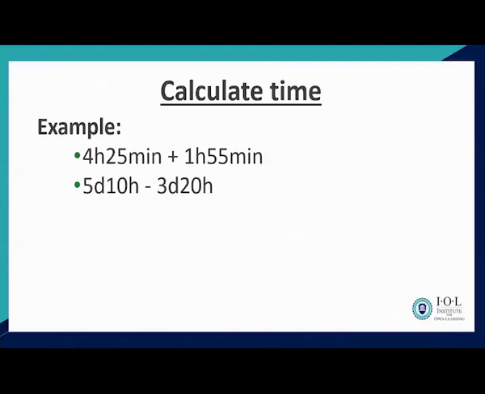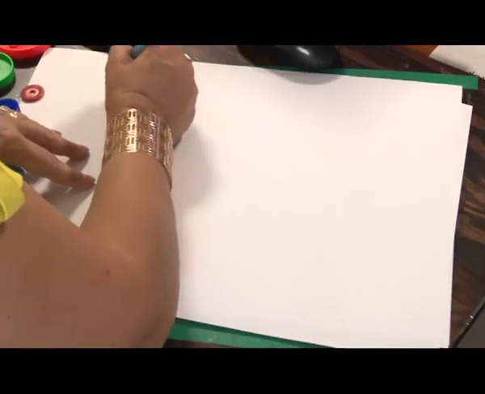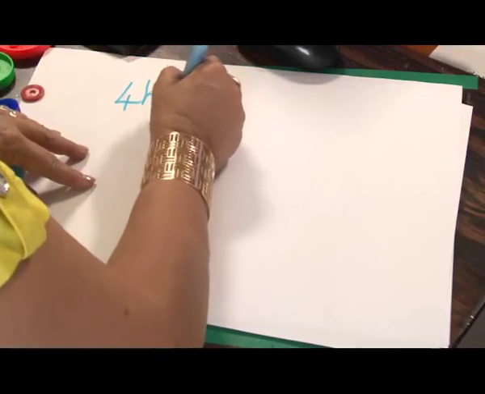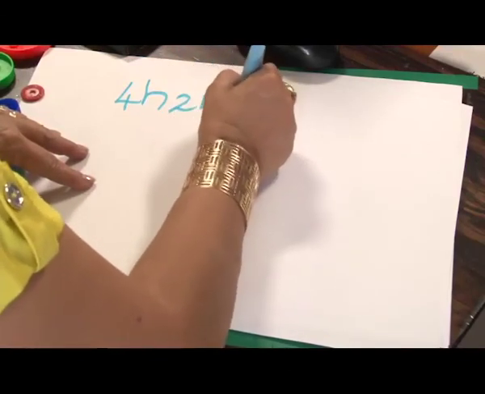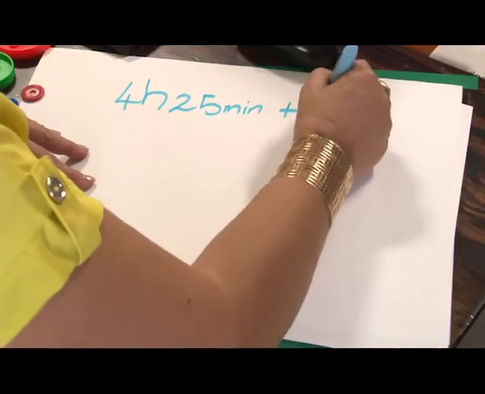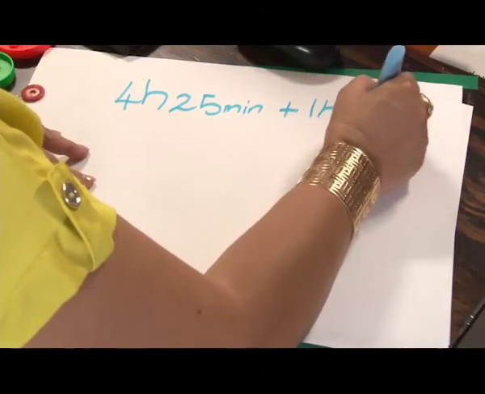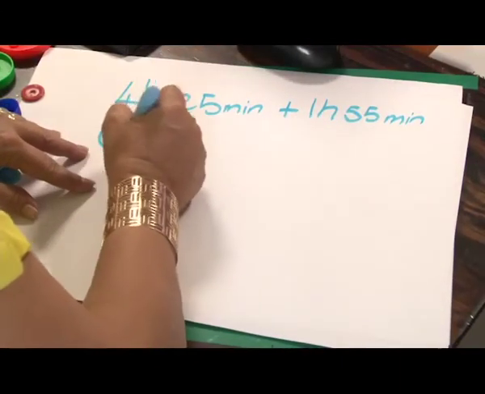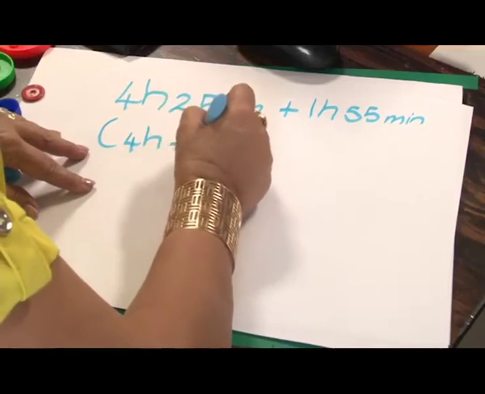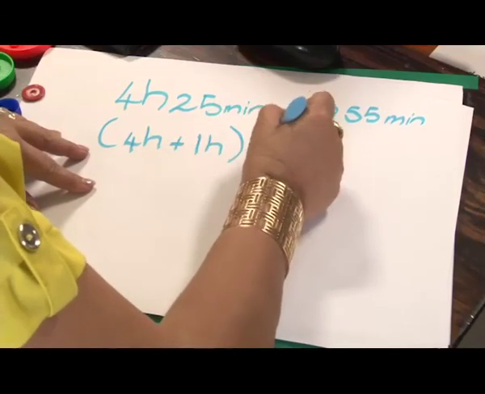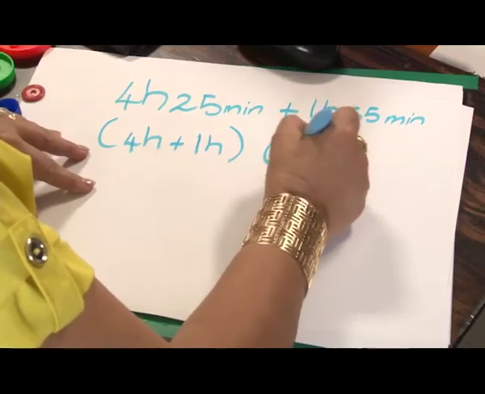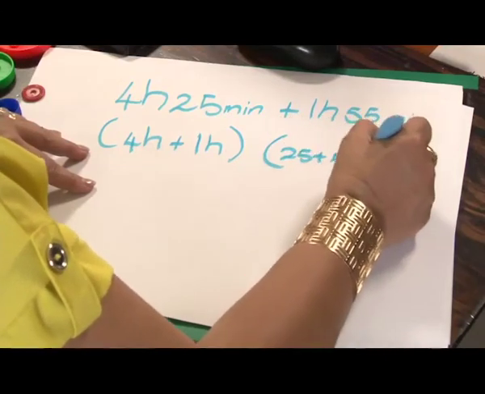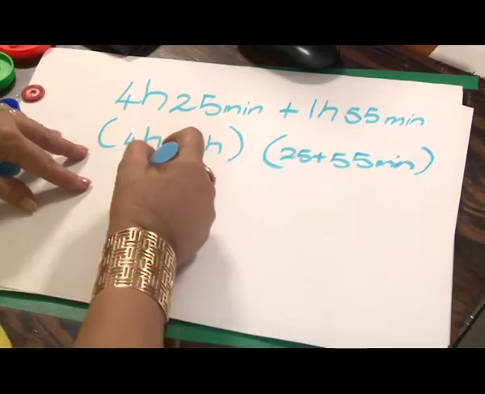Alright, we are almost to the end. Calculate time. I'm just going to do one example quickly. We have 4 hours, 25 minutes, plus 1 hour, 55 minutes. Right. All I do, I group my hours first. I have 4 hours and 1 hour, and then I have 25 minutes plus 55 minutes. I group the minutes and the hours.